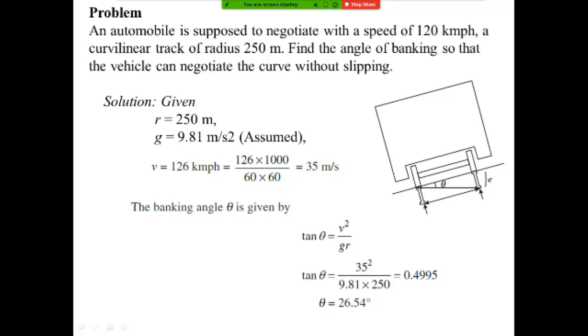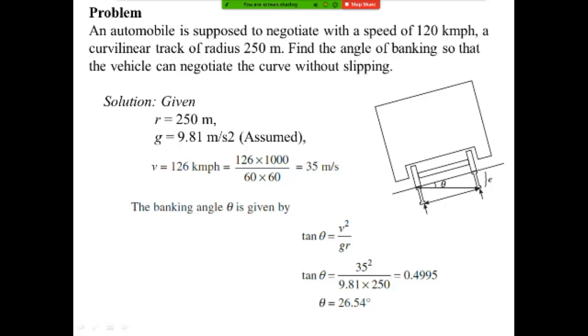So what is given, we will see. Radius of the curve is given, that is 250 meters. Acceleration due to gravity, we know 9.81 meter per second square. Then the velocity of the vehicle is given, v. Speed is given, that is the velocity v, 120 kilometer per hour. Kilometer per hour is converted into meter per second. It works out to be 35 meter per second. Okay, you keep all the units in meter per second here. Then banking angle or super elevation, this is the super elevation I told. That is theta, tan theta is equal to v square by gr. Substitute these values, v, g, r, everything over here.